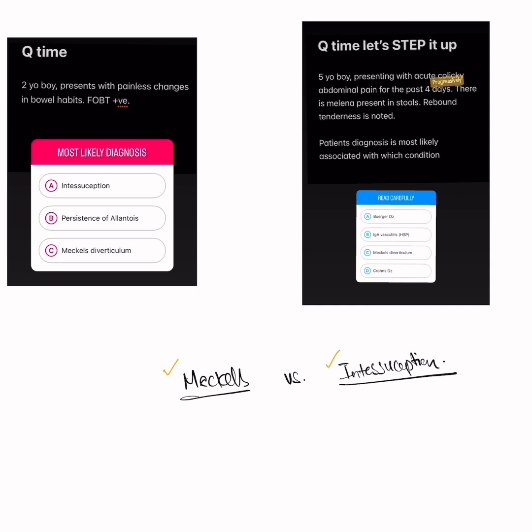Meckel's is a remnant of the vitelline duct that stays back, and usually this is painless. Do not forget this painless part. Then we want to remember the rule of twos for Meckel's diverticulum, which is a 2-year-old, two types of tissue, which is found in the diverticulum itself.